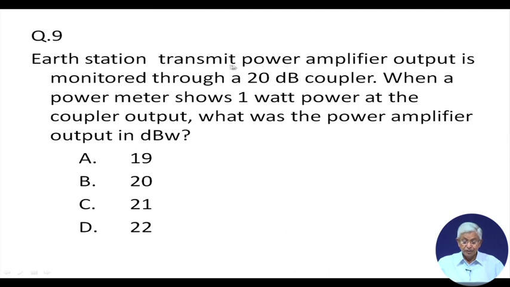So, when you are transmitting continuously, at that time you pick up some power through a coupler. Now, a 20 dB coupler will take a fraction of the power which is going out. That power which is measured is 1 watt at a particular time, but the coupler definition is a 20 dB coupler: 20 dB below the power being transmitted is taken out. So, what was the power amplifier output in dBW? Here watt is given, so be careful. The options given for the power amplifier output are 19, 20, 21, 22.